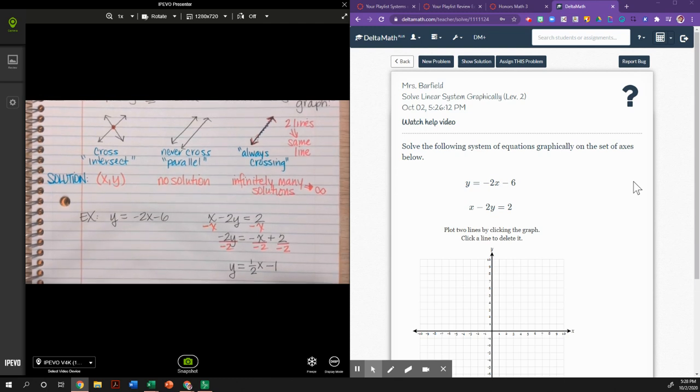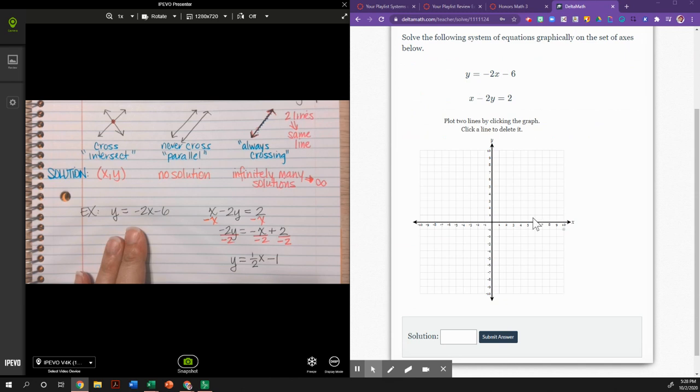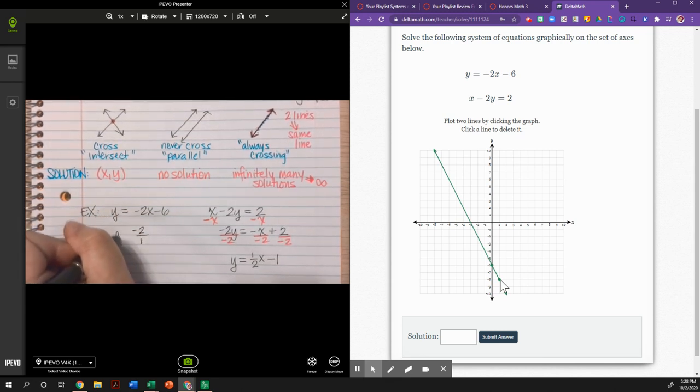So I have to have those two pieces of information in order to graph here in Delta Math. This first equation crosses at negative 6. So I'm going to go down to negative 6. And then my slope is down 2 over 1, because remember, a slope like this is negative 2 over 1. Then my second equation crosses at negative 1, and my slope is up 1 over 2.